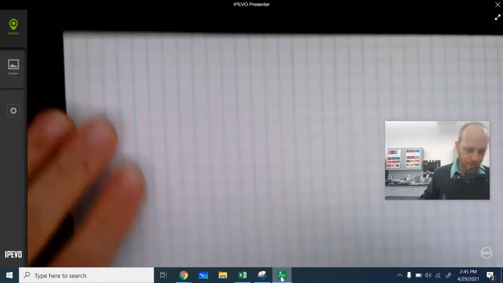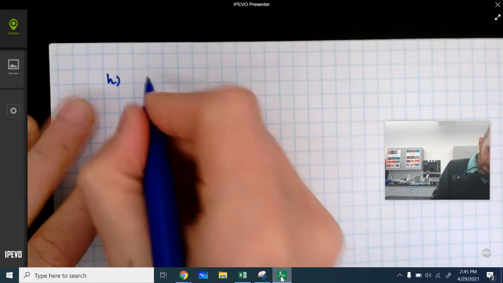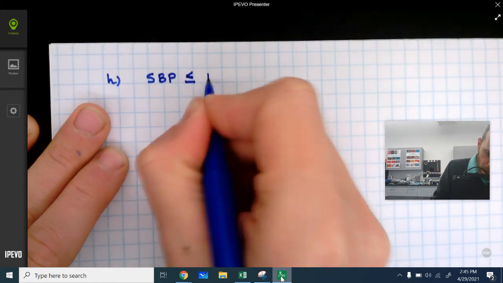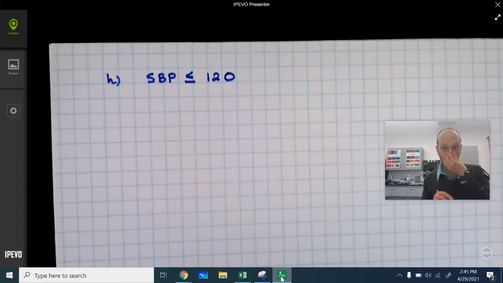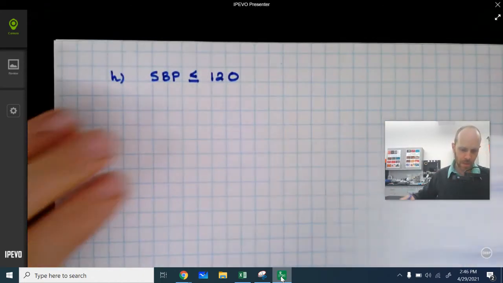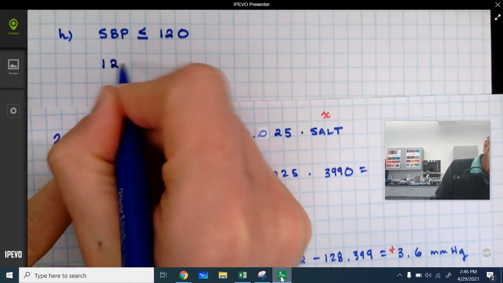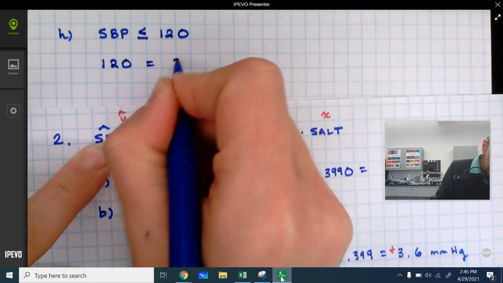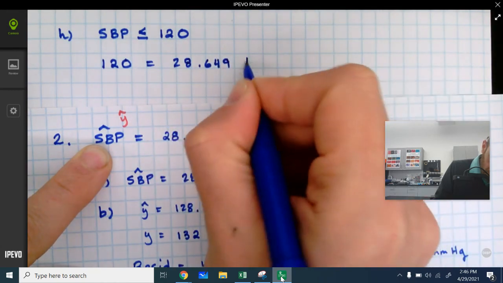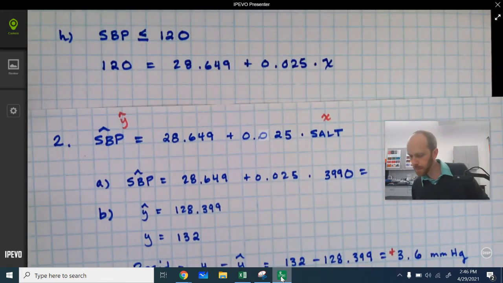We got one more, H. And H says, well, let's think about our health. We would like to keep our systolic blood pressure at or below 120. So the question is, how low should our salt intake be in order to facilitate that? So what I'm going to do is I'm going to take this equation that we cooked up right here, and I'm going to replace systolic blood pressure with 120. So the equation looks like this. I'll just call this X this time.